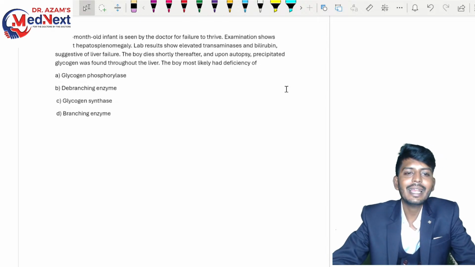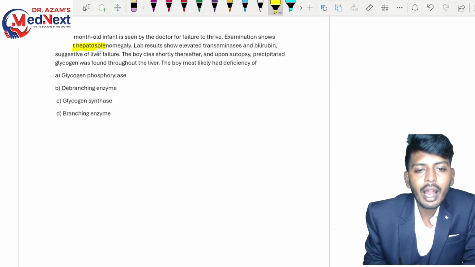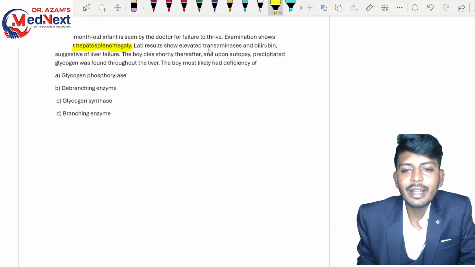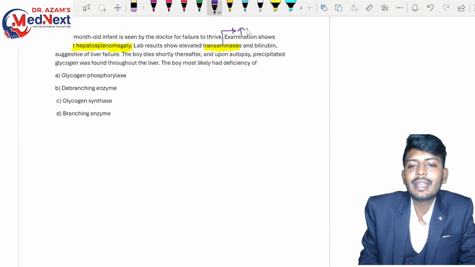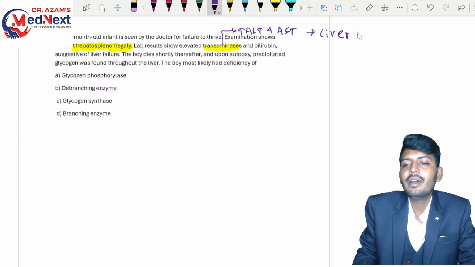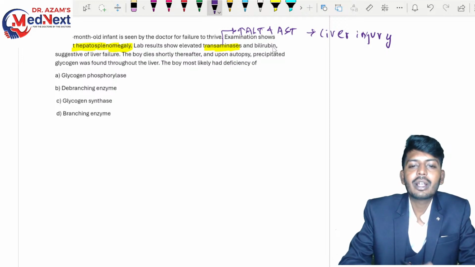A 4-month-old infant is seen by the doctor for failure to thrive. Examination shows hepatosplenomegaly. Liver and spleen are enlarged. Lab results show elevated transaminases, meaning increased levels of ALT and AST, suggesting liver injury. Also bilirubin is elevated. The boy shortly dies thereafter.